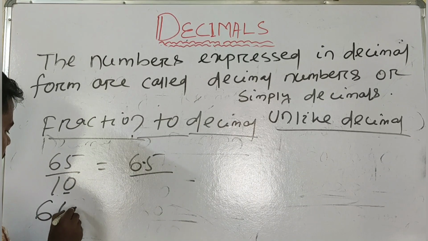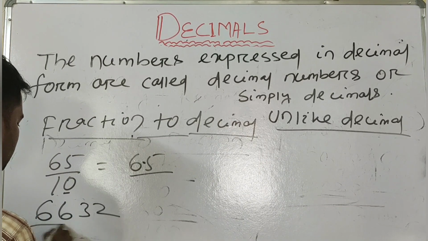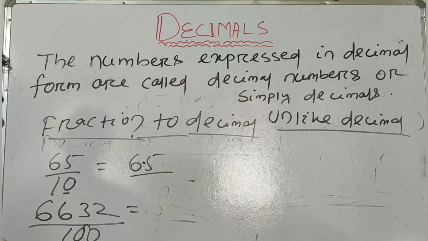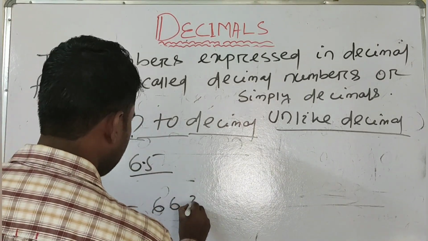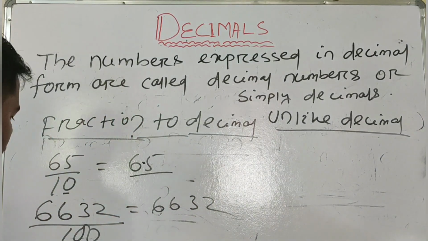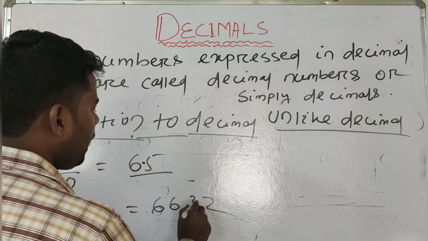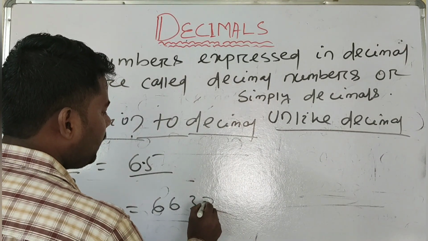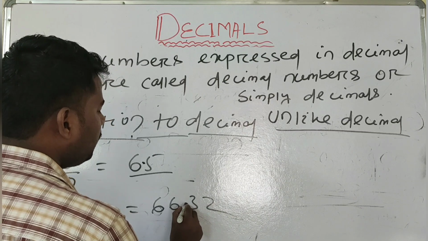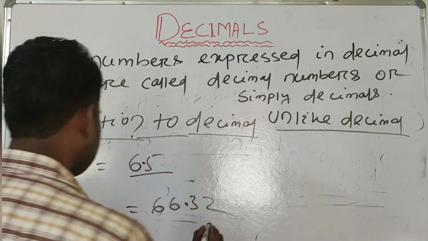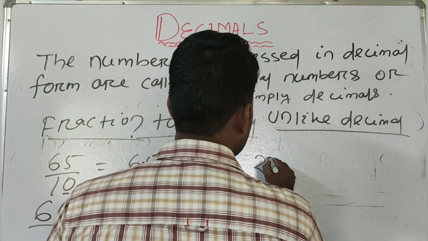If we have 6632 by 100, how do we convert it into decimal? First write that number, 6632. Here how many zeros are present in 100? 2 zeros. Then we go to the right side of the number and count, and after 2 digits we put the decimal point. Then 66.32. Okay.